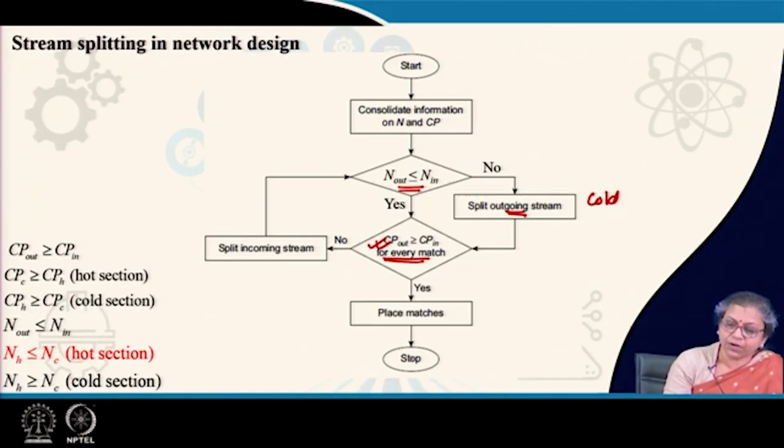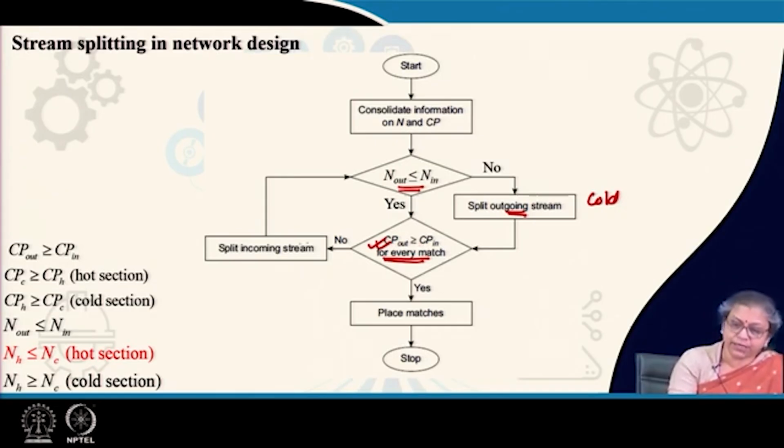So, for problem 1, what happened? This was complied, we placed matches, we went ahead. In this particular case, problem number 2, this was not complied. So, we split the cold streams in such a way that for every particular stream, the Cp of the cold stream was greater than the Cp for the hot stream, either greater or equal. And if this is done, we go ahead.